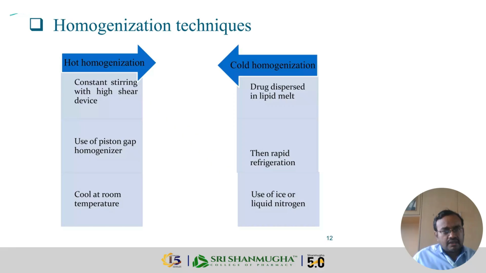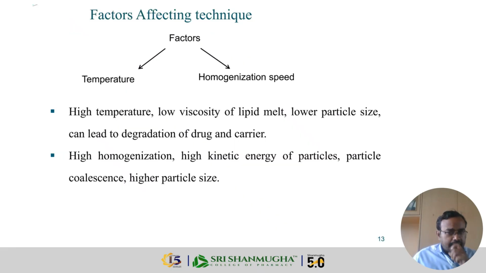In cold homogenization, the drug is dispersed in the lipid melt. Then rapid refrigeration, using ice or liquid nitrogen, is used in these preparations to make nanostructured lipid carriers. Several factors are involved in the technique, like temperature and homogenization speed. With high temperature, the viscosity of the liquid lipid melt is low and the particle size is lower, but it can lead to degradation of the drug and carrier. So that is another drawback. We cannot keep the high temperature.